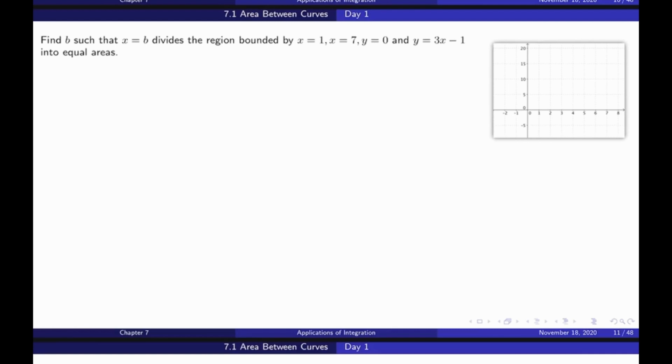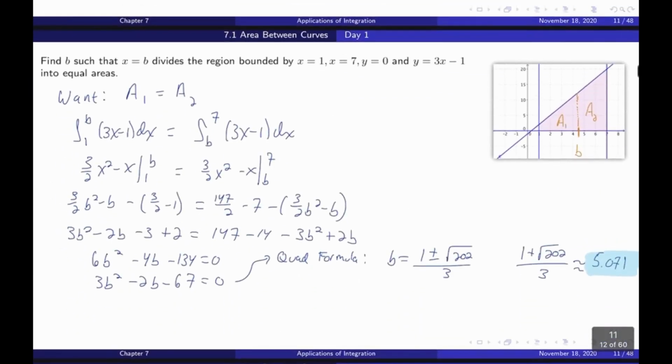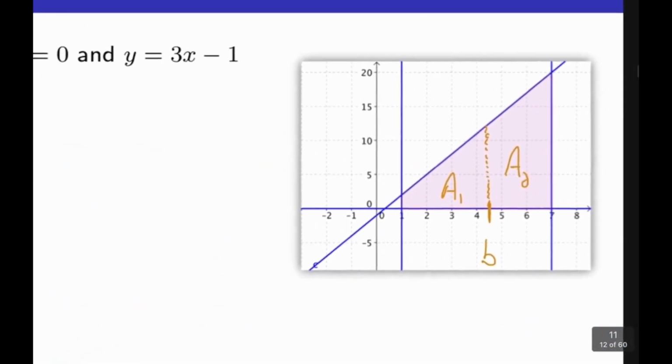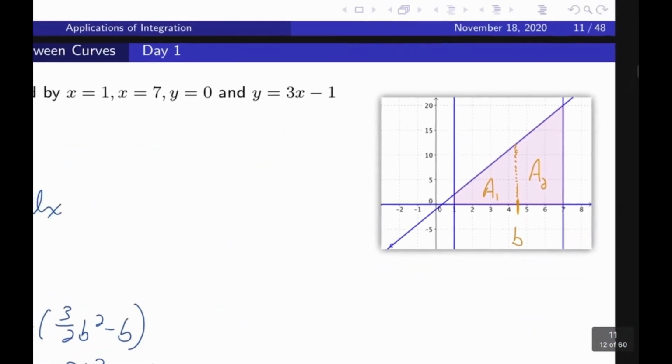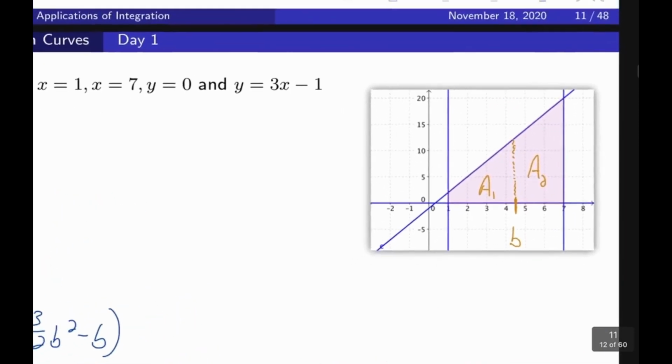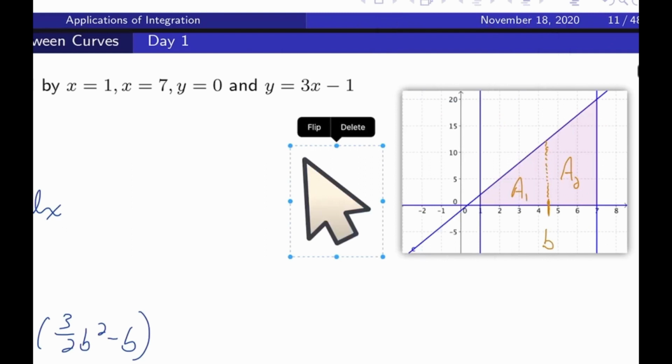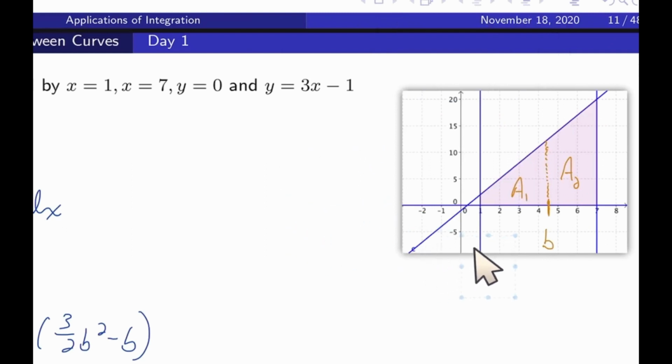Okay. Hopefully your plot looks like that. All right, what we have is x equals 1 and x equals 7 produces vertical lines. y equals 0 is the x-axis. And then y equals 3x minus 1 is just a y-intercept of -1 and a slope of up 3, right 1.